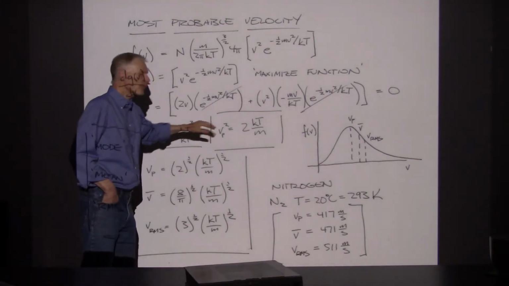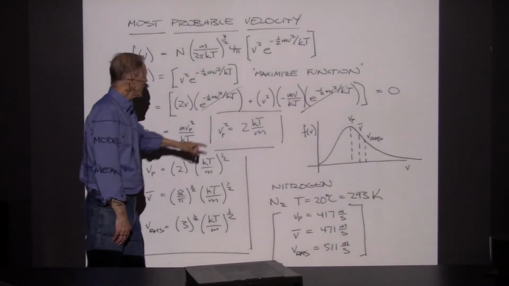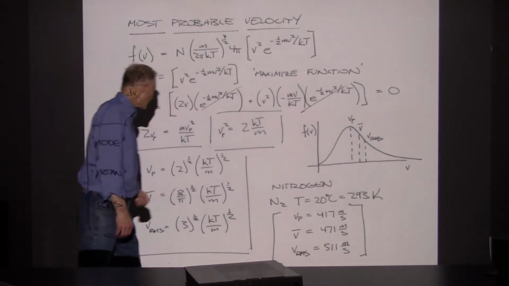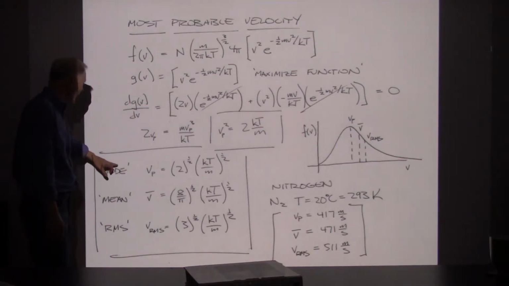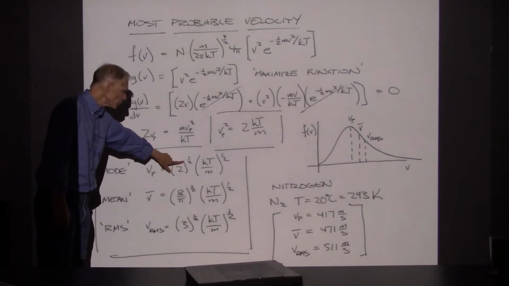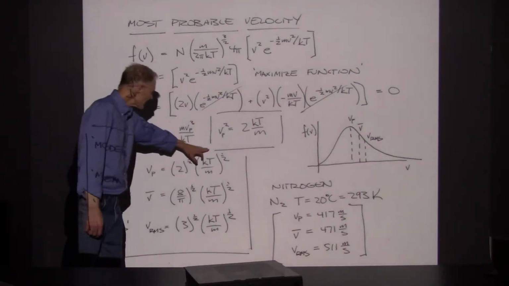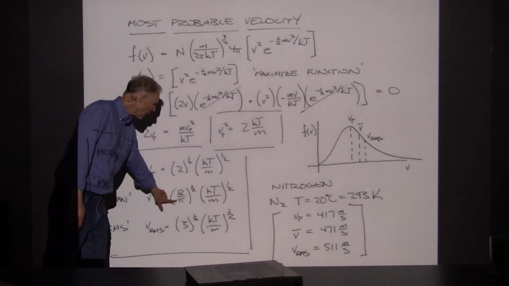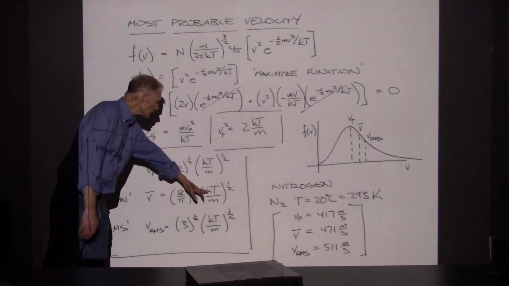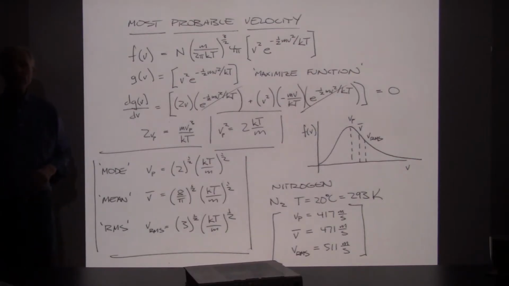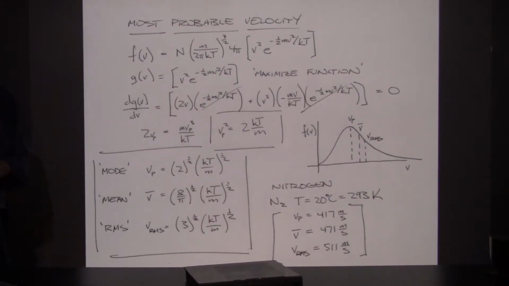And what I ended up with, again, I'm just going to jump to the results, is that the peak value squared is 2kT over m. So there they are. The peak value, which is sometimes referred to as a mode in statistical terms, is the square root of 2, 1.41, times (kT/m) to the half. The mean value is the square root of 8 over pi, which is a little bigger, times (kT/m) to the half. And the RMS is the square root of 3, which is 1.73 something.